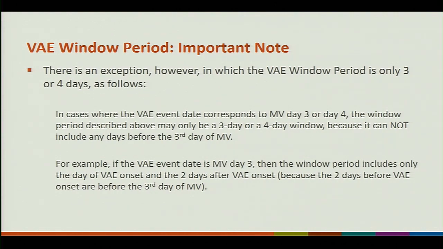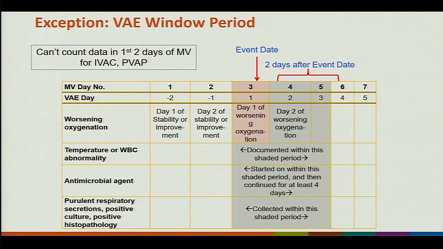Okay, so let's get a visual of this. Remember, eligibility for VAE requires that a patient must be on mechanical ventilation for greater than 2 days. So data other than the establishment of the baseline period cannot be used from those first 2 days of mechanical ventilation. In this case, the date of event is mechanical ventilation day 3, and the VAE window period is shortened to 3 days, the date of event and the 2 days after the event.